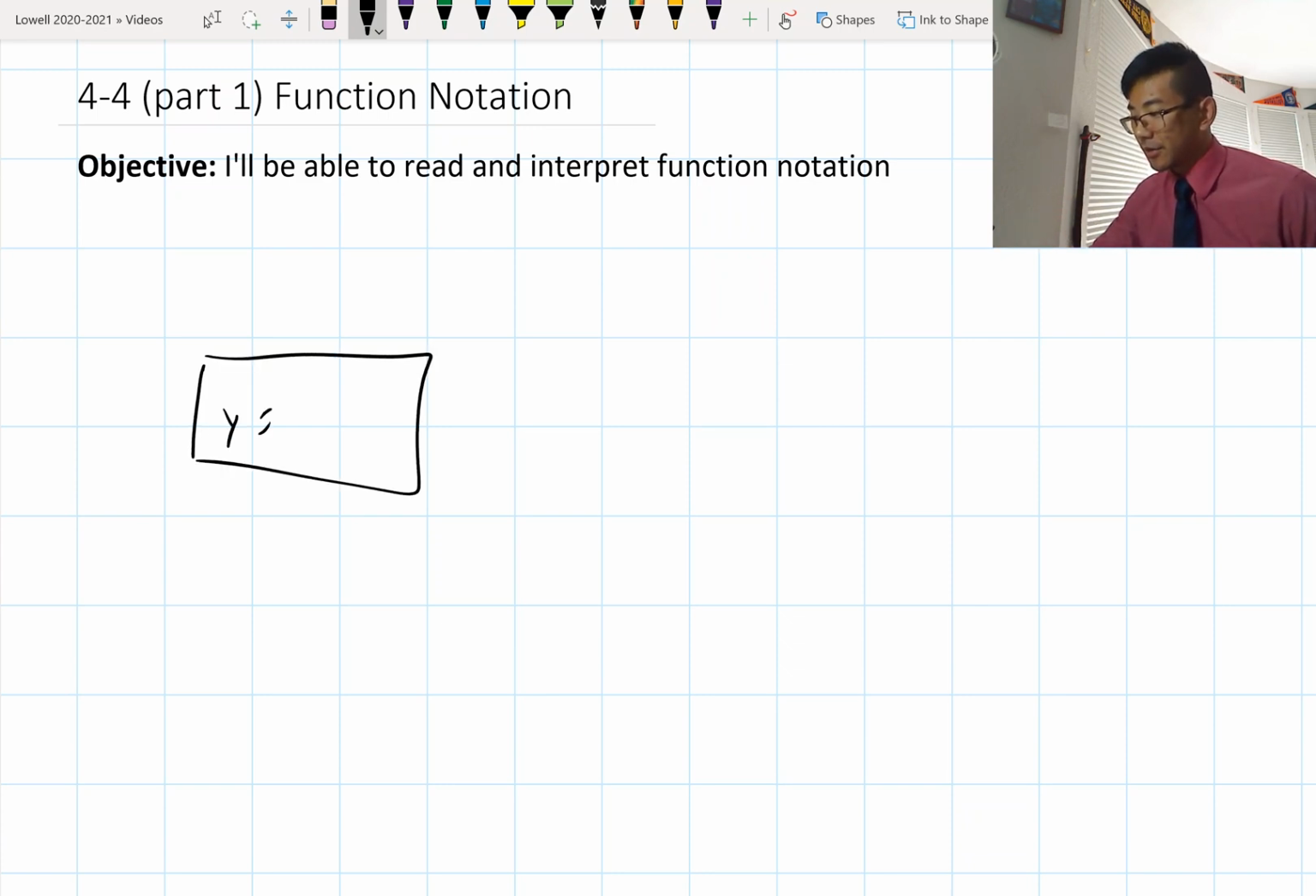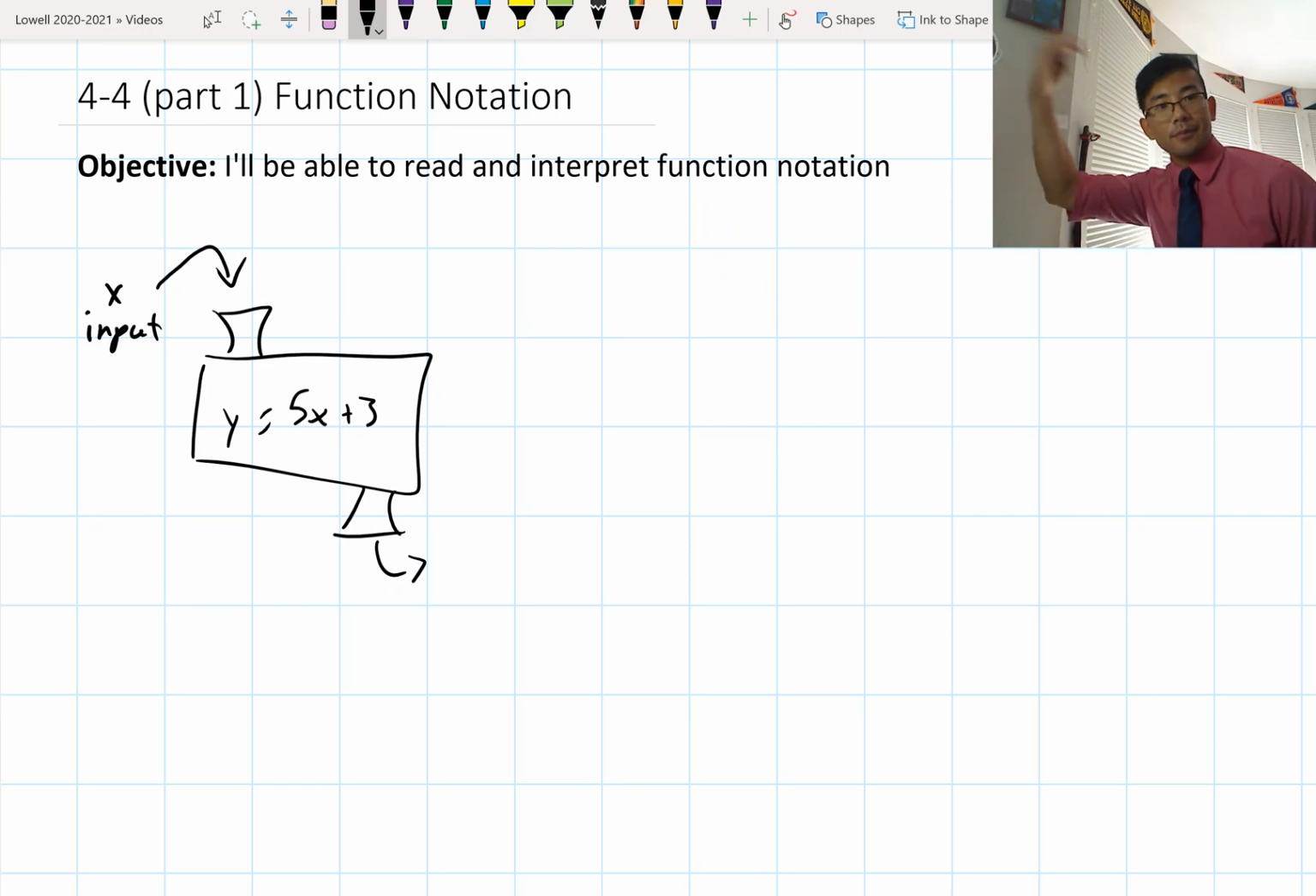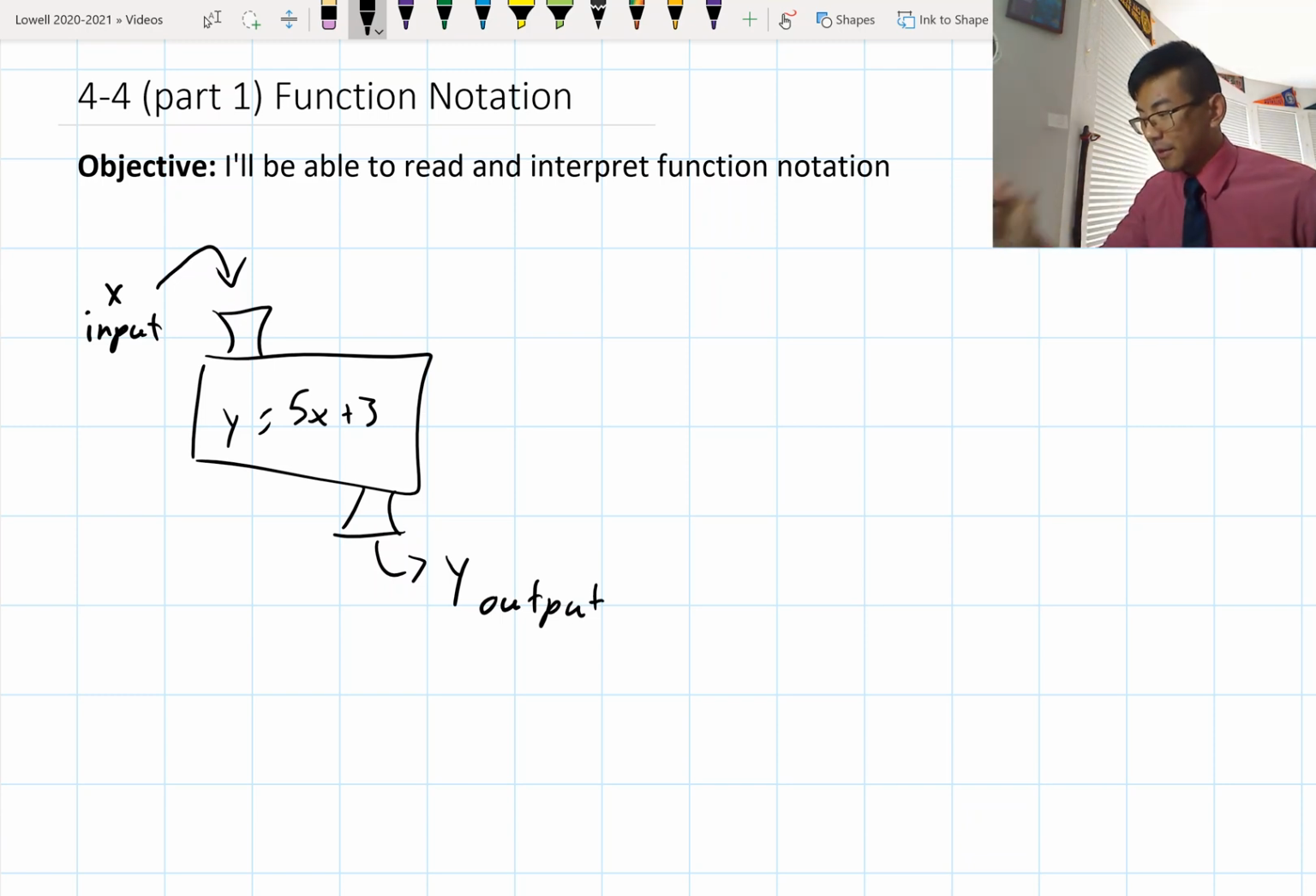And I'll say y equals 5x plus 3. And typically we use x to represent the input. So x is the input, and that gets thrown in the top, and out comes the y, which is again our output. And so let's suppose I want to throw in x equals 5 for the input. Okay, so that just means you substitute x equals 5 in here, so this now says 5 times 5 plus 3. We solve that, out comes the output, in this case y equals 28.